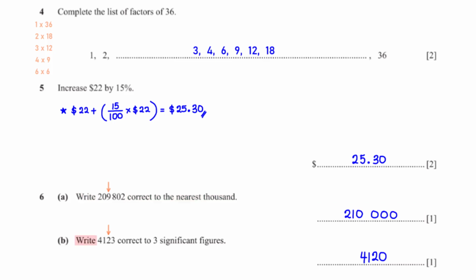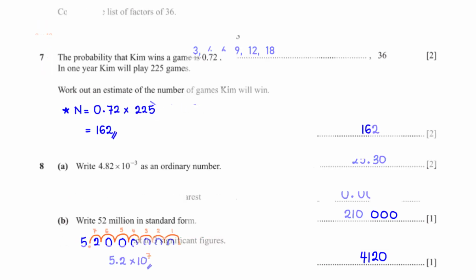Write 4,123, correct to 3 significant figures. The third significant figure is 2. The number after 2, which is 3, is less than 5. So we maintain 2 and the number after 2 becomes 0. So we have 4,120 rounded to 3 significant figures.